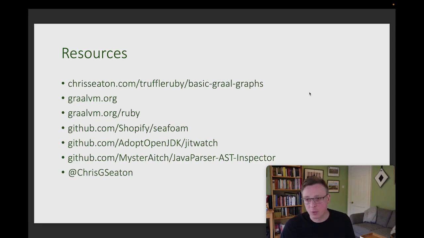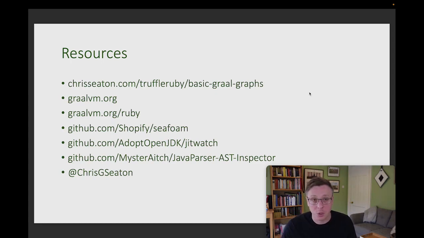I'll give you some resources. A lot of the work here on how to understand these graphs comes from a blog post, Understanding Basic Graal Graphs. If you look at that one, that will give you a way to understand all the concepts you might see in a graph. So what kind of edges you see, what kind of nodes you see, what normal language concepts compile to. You can get Graal from graalvm.org. You can get the Ruby implementation from there as well.